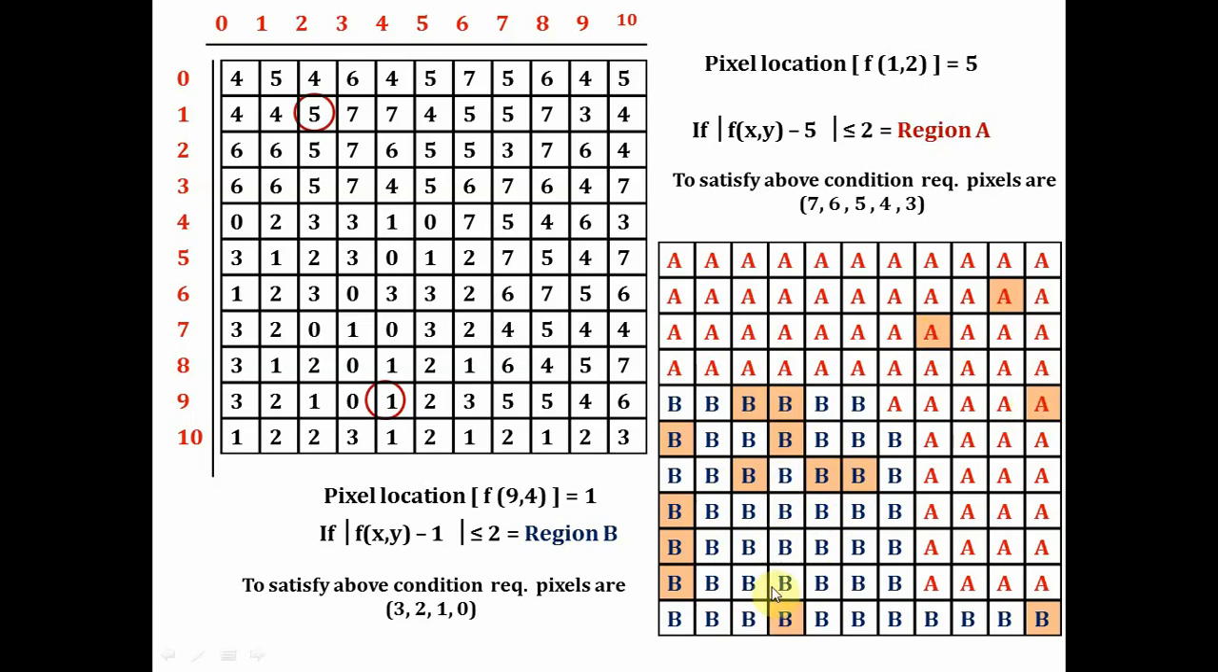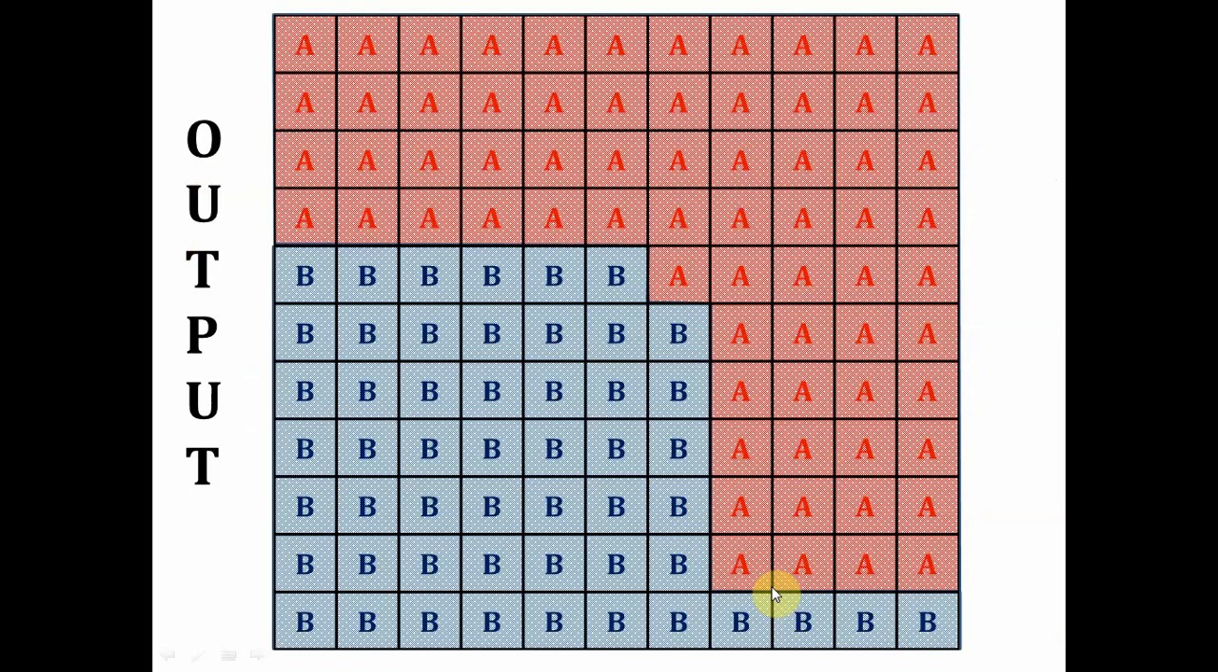Okay, and I can have an output like this. So I have two separate regions, region A and region B. I have divided my entire region R into R1 and R2, whatever name you want to give.